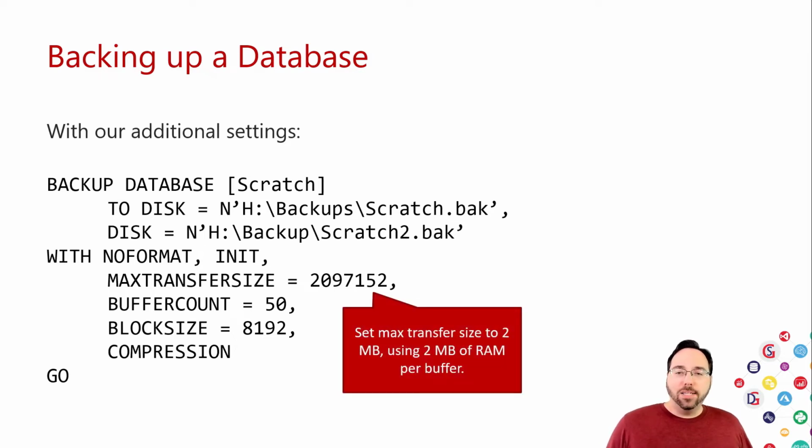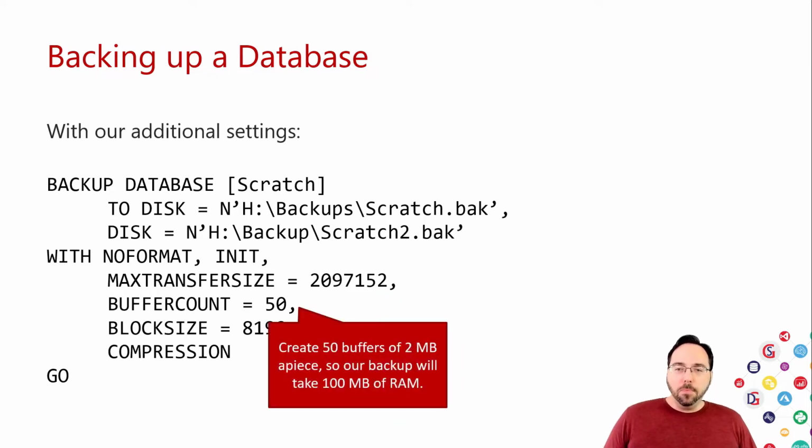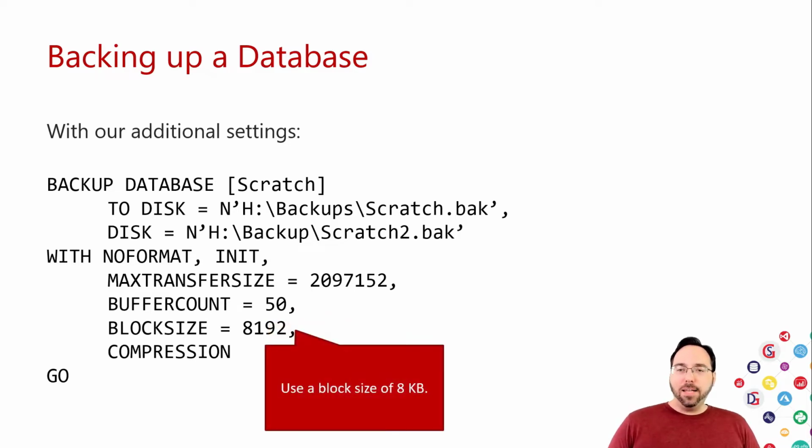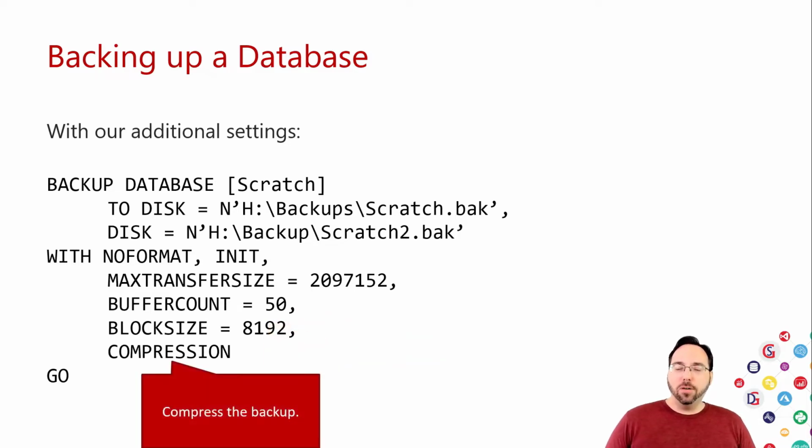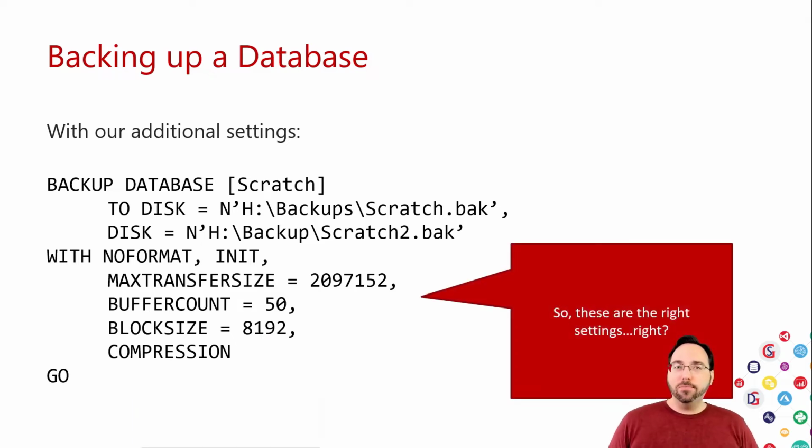Max transfer size, 2 megabytes here. So it's going to use 2 megabytes of RAM per buffer. We're going to use 50 buffers in total. So that'll take 100 megabytes of RAM to run through. Our block size, 8 kilobytes. And I've turned on compression. So great, now that I've given you these numbers, these are the right settings for everybody, yeah?